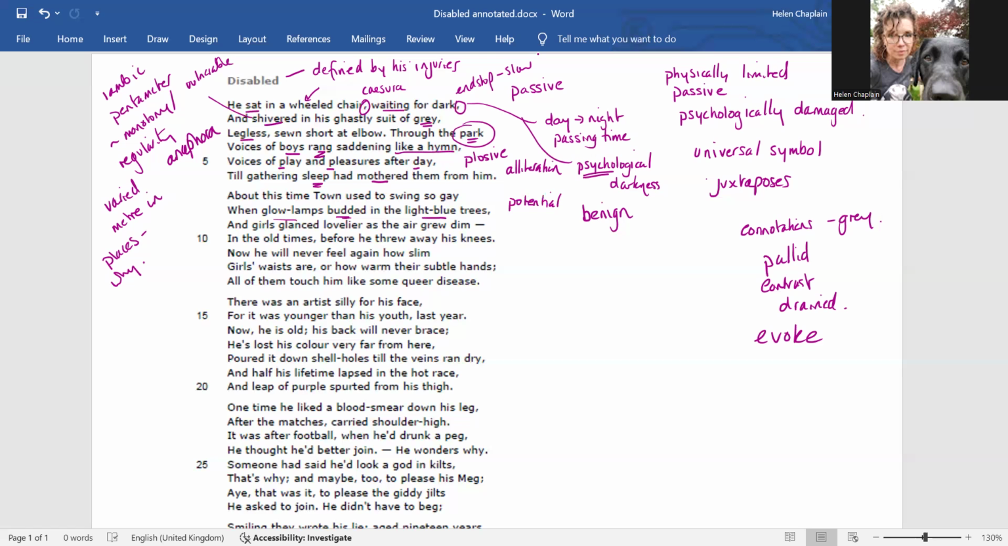It's got that kind of idea of lights coming on that are unnatural and sort of man-made, but in a good way, that this is going to be the time when people are in bars and are in clubs and are generally sort of going to dances at this point. And girls glanced lovelier as the air grew dim. Okay, that idea of the glance, that quick look, it's got that idea of the hope and the possibility.